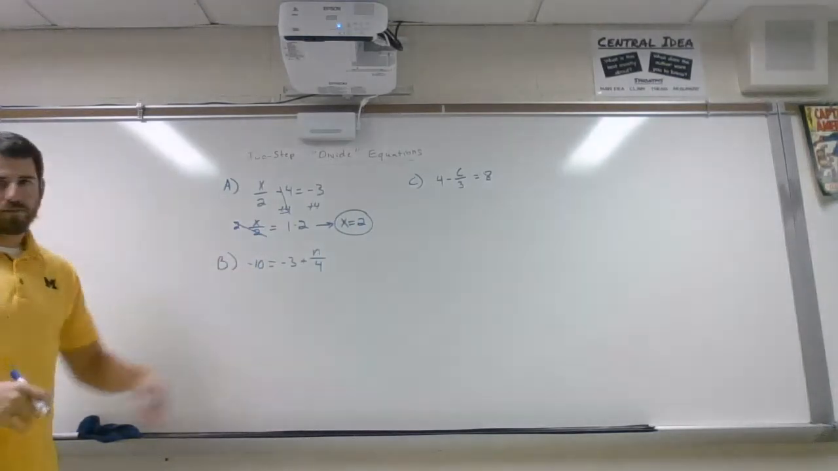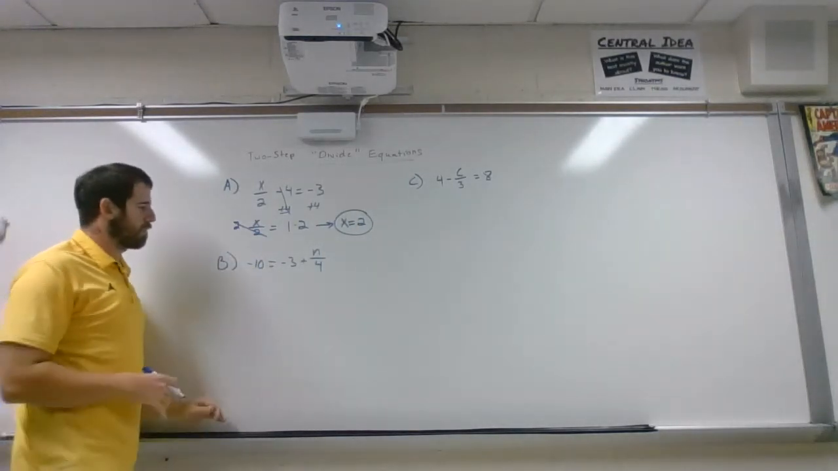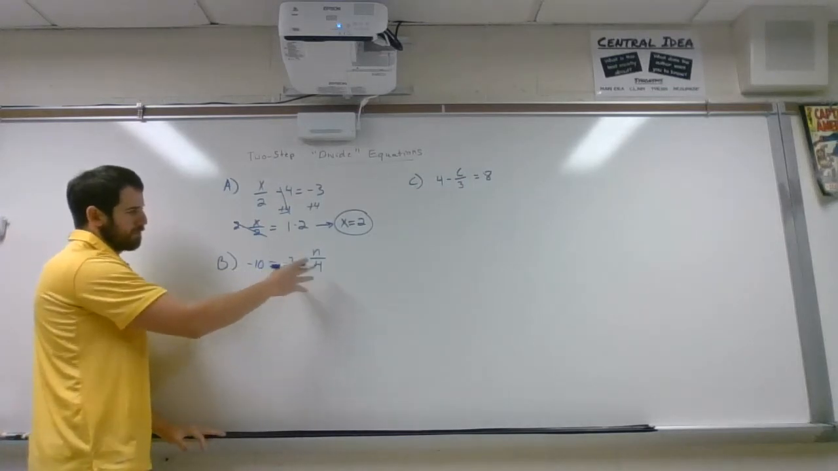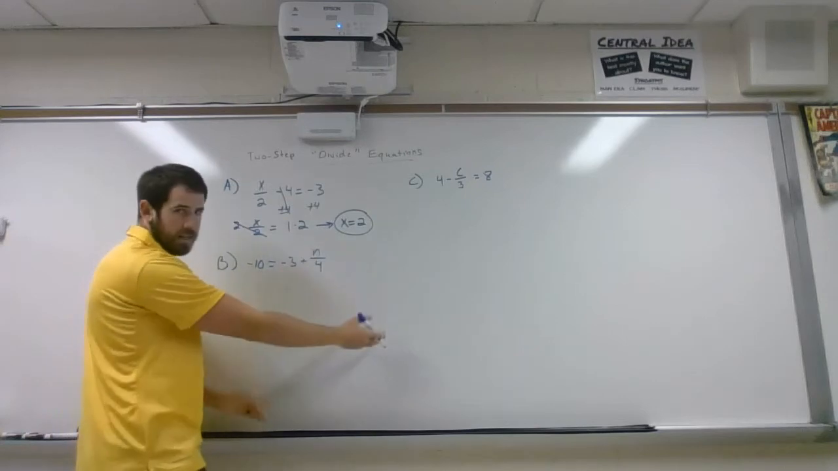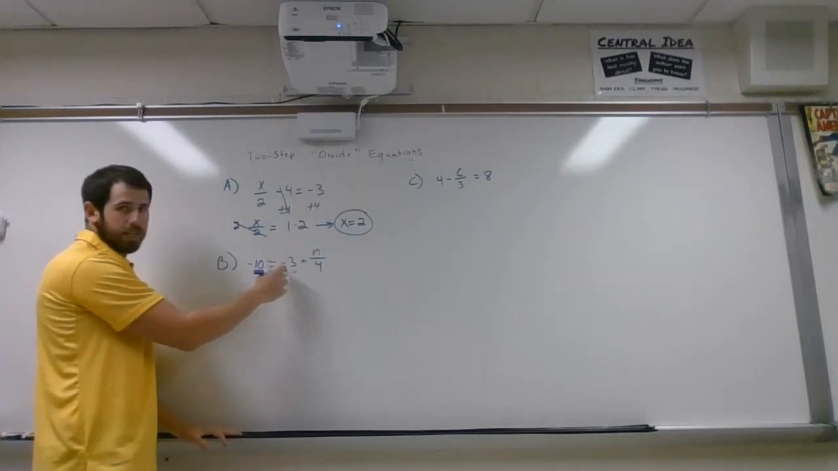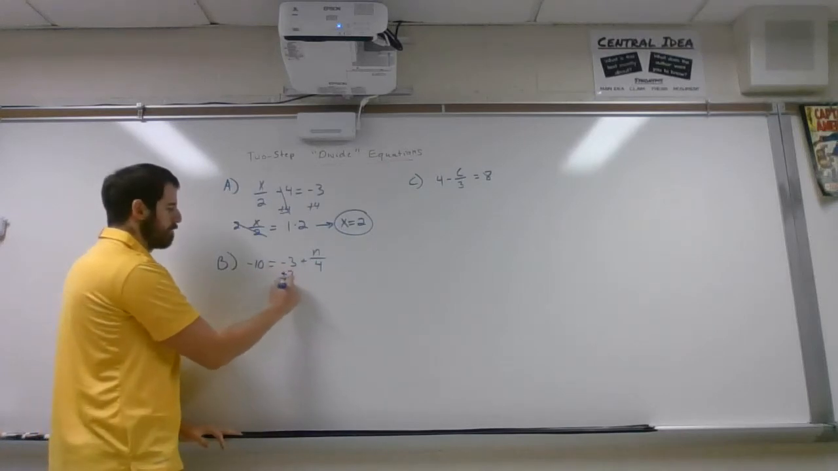Next one, again, pause if you need to at any point. It won't be too long of a video. So, this one, it doesn't matter that our number comes first. It doesn't matter that our variable term is on the right side of the equation. It's still all the same steps. So when I look at this, I need to move this negative 3. So I'm going to add 3 to both sides.